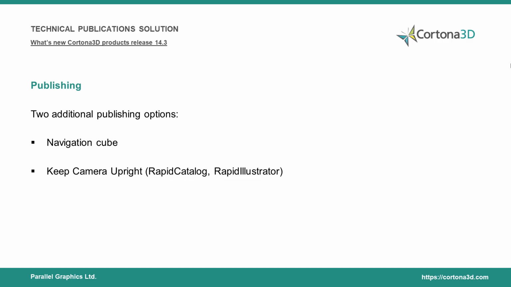Two more publishing options have been added. First, in all RapidAuthor specifications, you will find an option to display navigation cube in HTML publications. Navigation cube was introduced a few versions ago inside authoring interfaces to help improve navigation inside 3D scene. Secondly, in Rapid Catalog and Rapid Illustrator specifications, you will find an option to keep camera upright. This option restricts horizontal axis of the camera and may help in navigation as well.